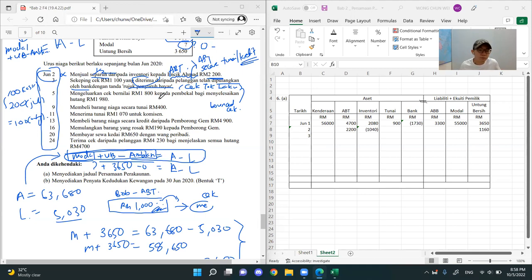Now, what about this check tak laku? What about this bounce check? The problem is the 1,000 ringgit, this envelope thing, you need to put in the machine. After you put it in the machine, then dia bounce back. Dia dipulangkan. Can you see or not? That's why it says dipulangkan oleh bank.